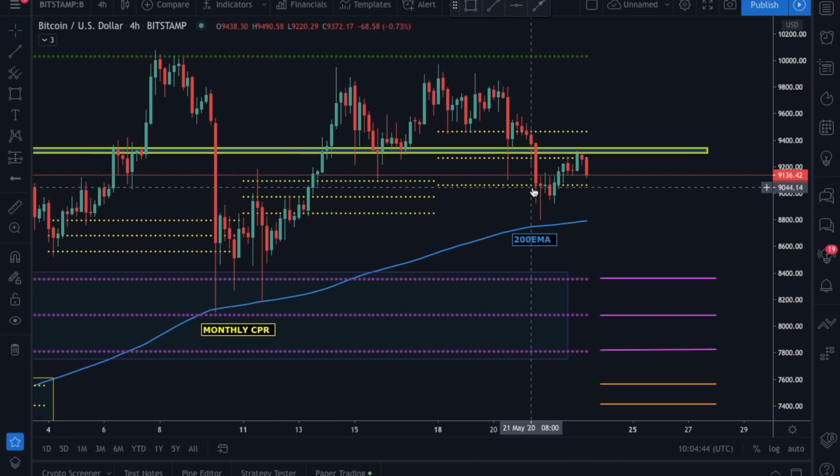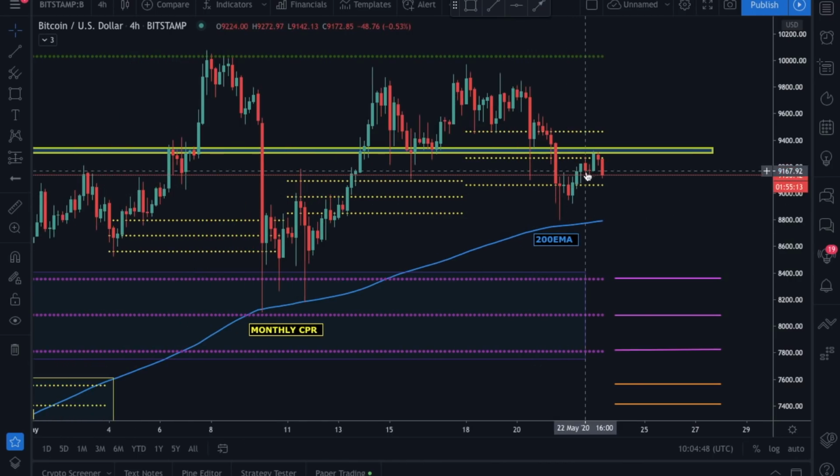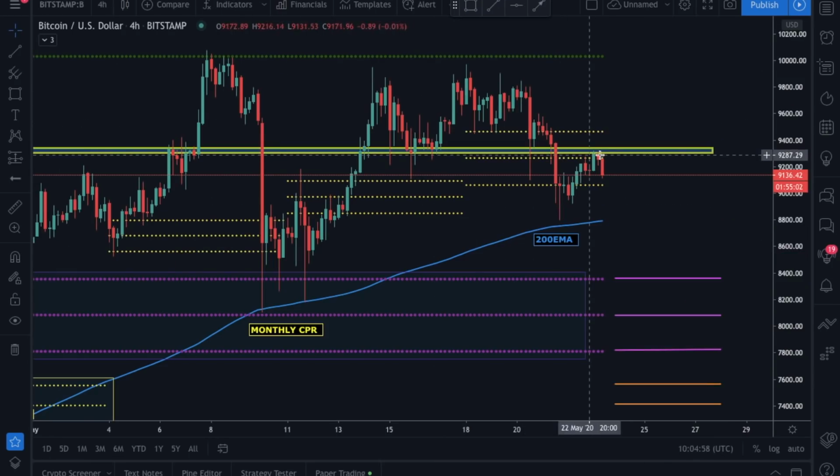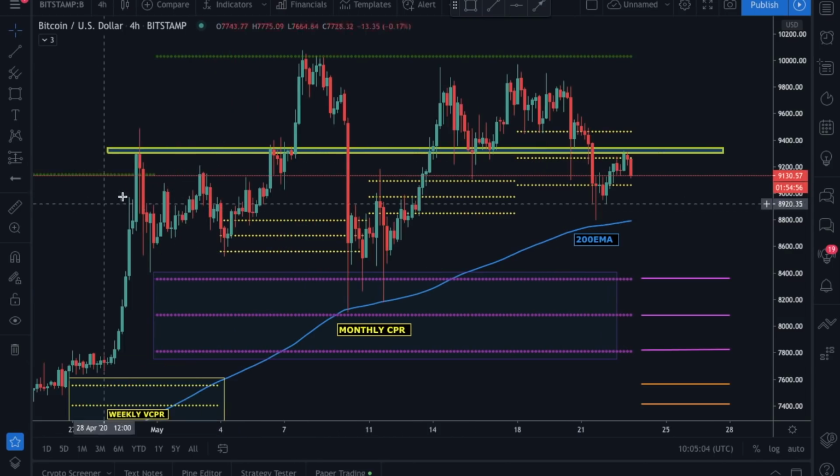This is what I was actually trying to show most of the people. Yesterday, when we were talking about this LPSY area, somewhere around here, when we did this video, the price was somewhere around it. And this was the key level, this 9,300. If you look at this 9,300 key level, it came, but it failed. Just like here, guys, it failed.